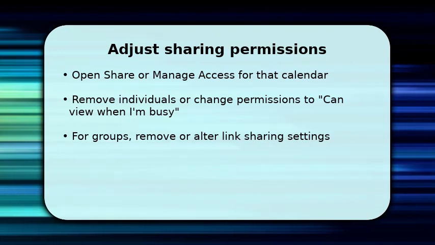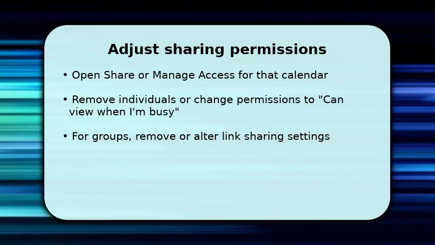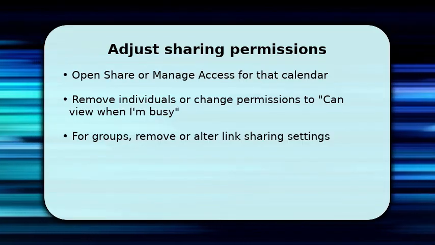You'll remove each person by selecting Remove or selecting a more restrictive permission, such as changing to Can View when I'm busy. That limits detail without fully granting access. For shared links or public publishing, revoke or disable the link so external access ends. Make sure to save or confirm each change.